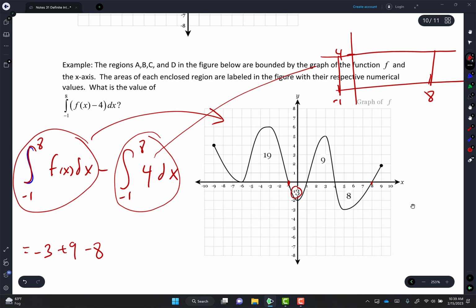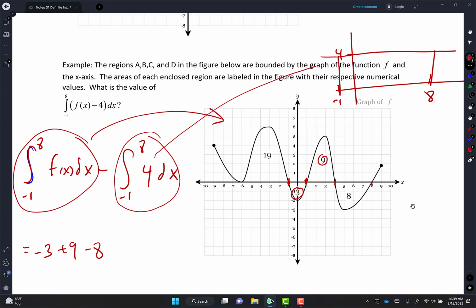Does everyone know where I got those numbers from? Okay, you see this number down here? It says 3. So the area between negative 1 and 1 is 3, but because it's below the x-axis, I have to say negative 3. The area between 1 and 4 is 9. So you're going from negative 1 all the way to 8. I'm not done yet, because I still need this guy.